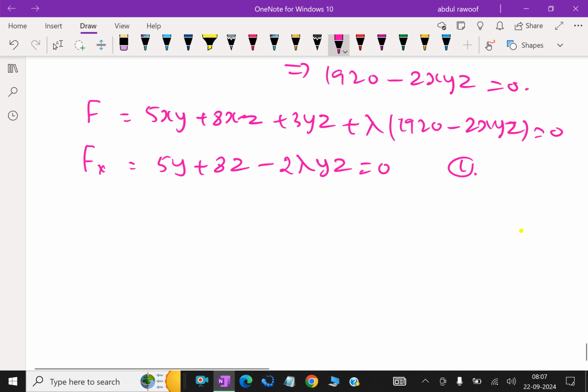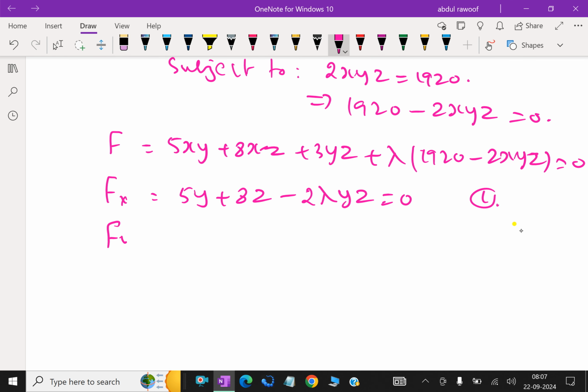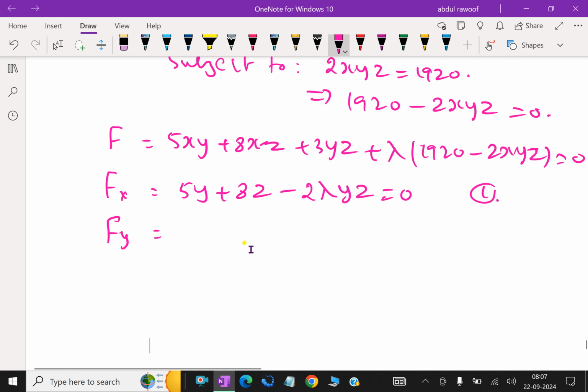Equation 1. Similarly, the partial derivative with respect to y gives 5x. The 8xz term becomes 0 because there is no y term. Plus 3z, and the same here, minus 2 lambda xz equal 0. That will be equation 2.